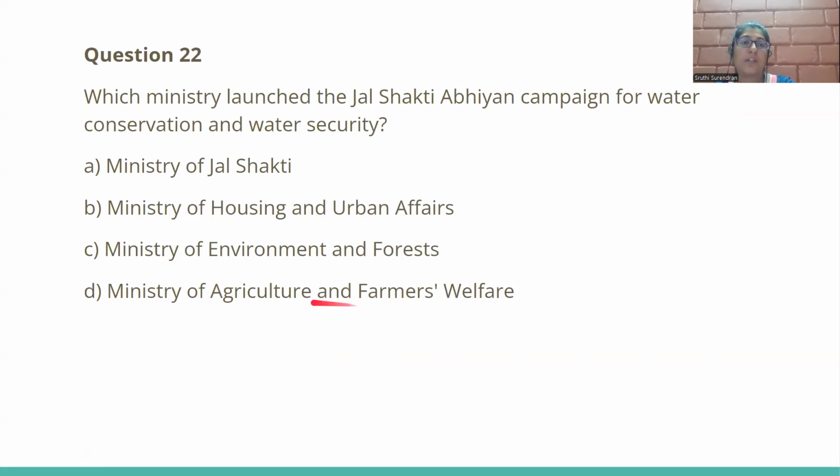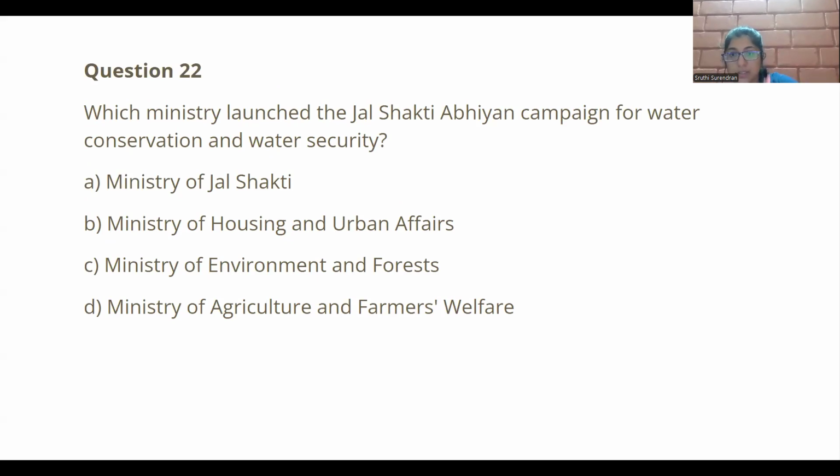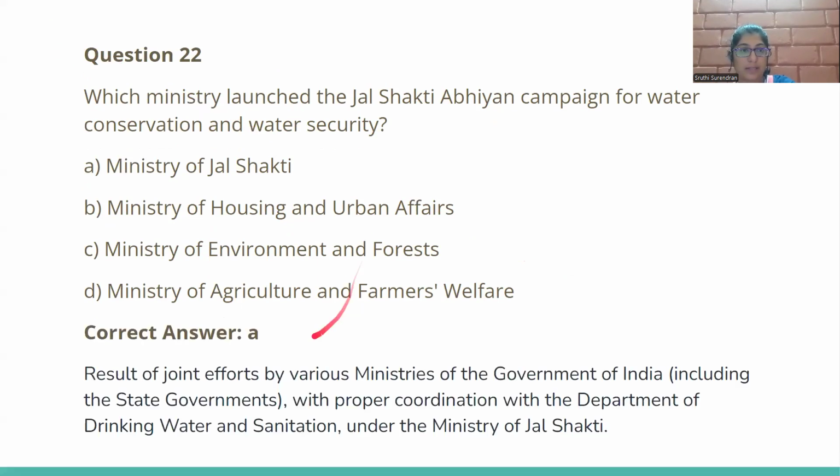Moving on to the next question, which ministry launched the Jal Shakti Abhiyan campaign for water conservation and water security? Is it the Ministry of Jal Shakti, Ministry of Housing and Urban Affairs, Ministry of Environment and Forest, or Ministry of Agriculture and Farming? Pretty simple, right? So let's move on.